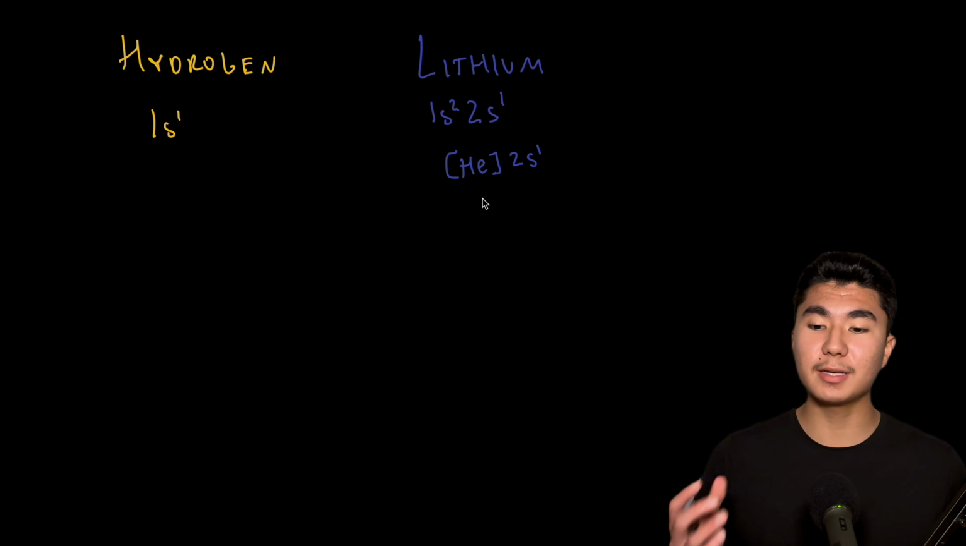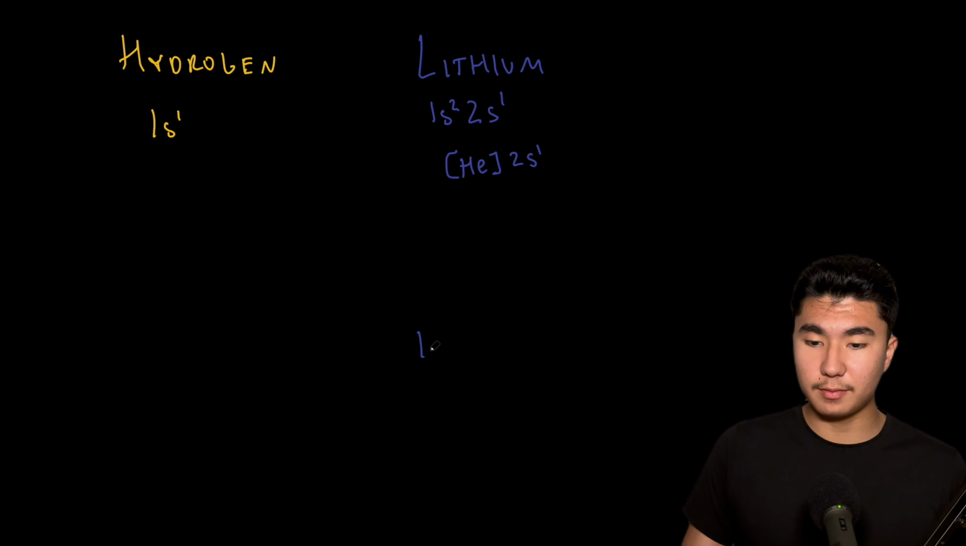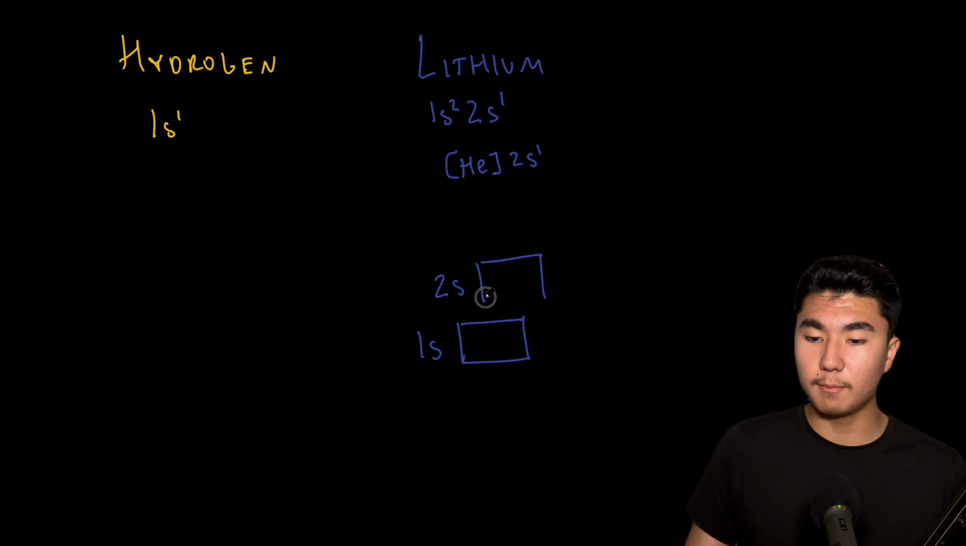Another way to show electron configuration is by using electron configuration boxes. So if we go with our lithium example over here, we're going to have this 1s orbital right here, and we'll be representing them by these boxes. So that's the 1s orbital, then we have that 2s orbital, so we have these boxes.